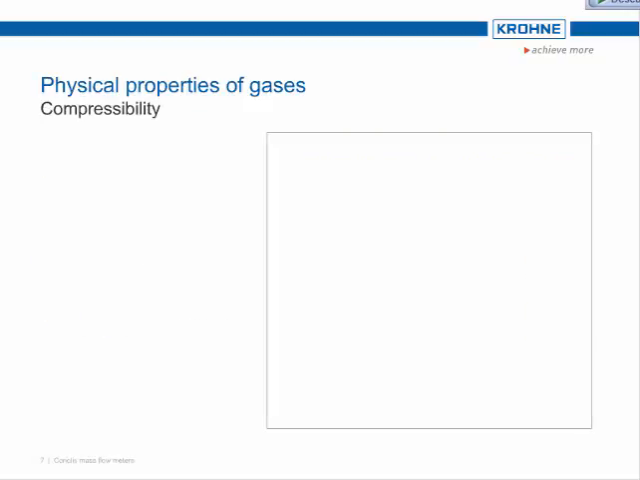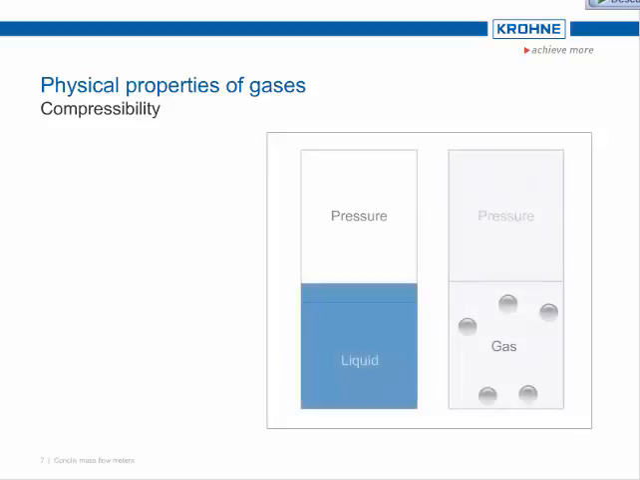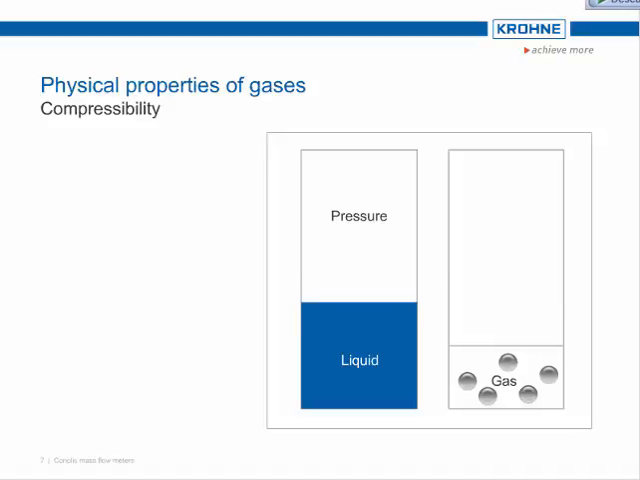Let us now have a brief look at an important physical property of gases which has to be considered for the measurement of gases: compressibility. The distance between the individual molecules is considerably greater in gases than in liquids and solids. Gases always fill the available space evenly and completely. Under pressure, gases can be compressed much more than liquids.